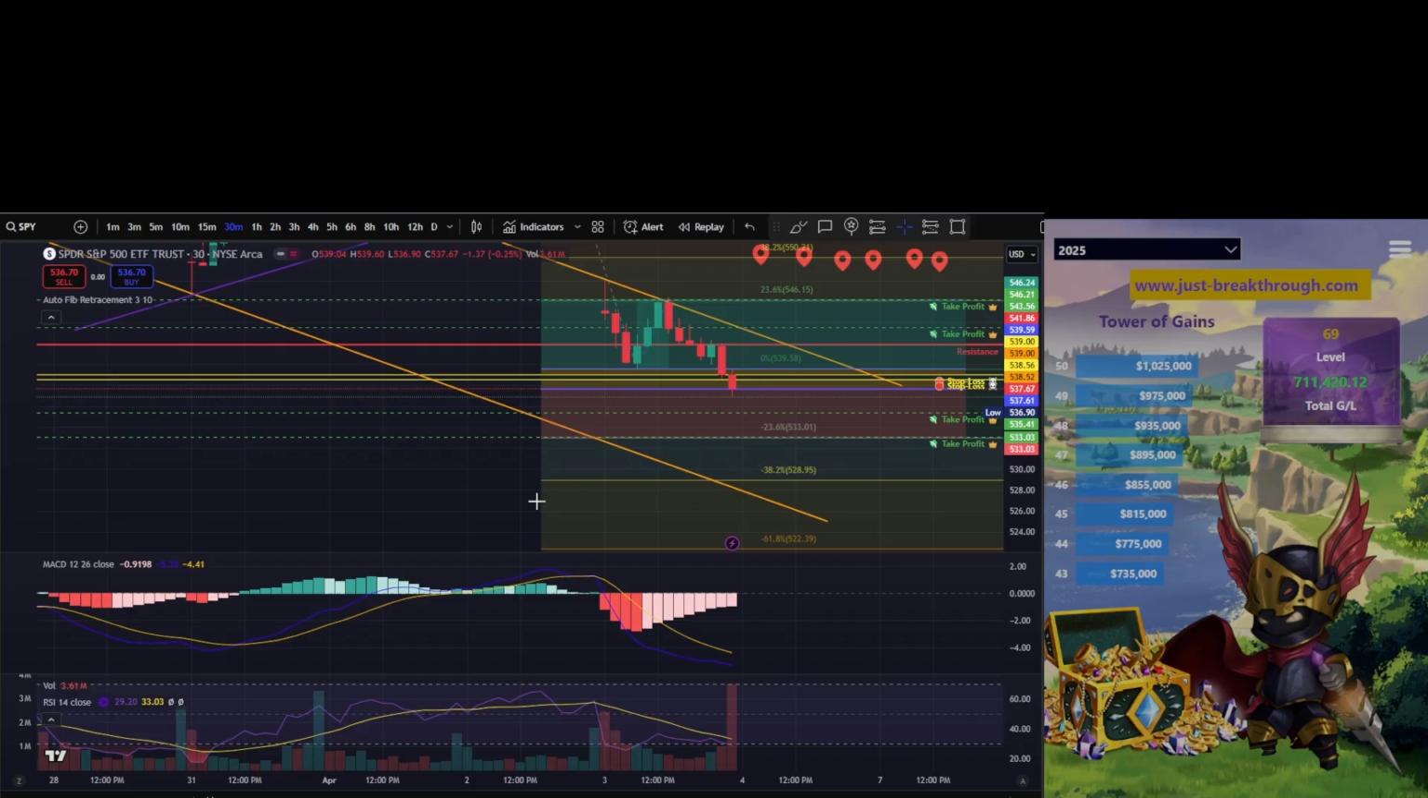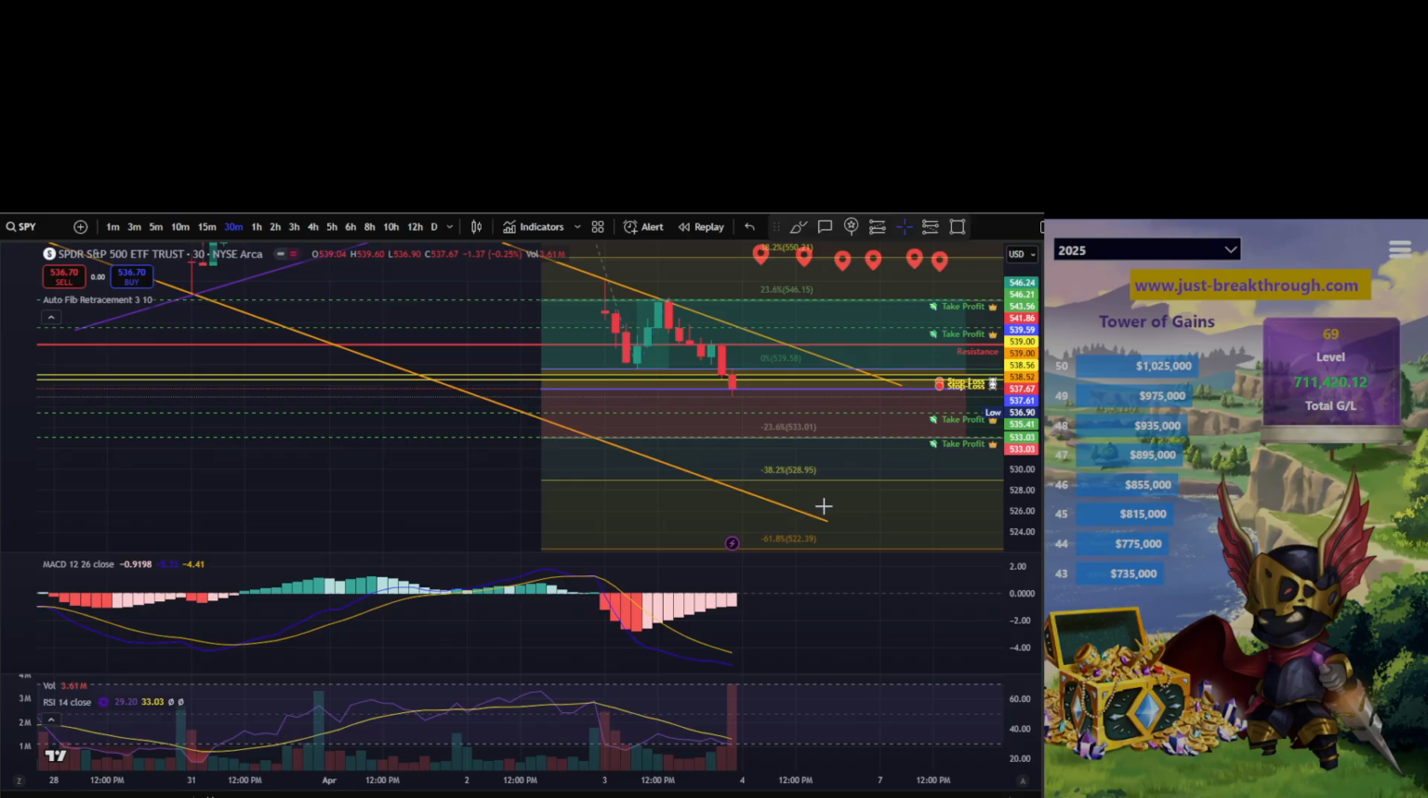If it breaks past, then our next take profit will be down here at 528.95, and then our entry obviously would be when we broke the support. And then our pullback would be, well, mark it out to like 10% or whatever your stop loss limit is. And that's pretty much how we would play that.